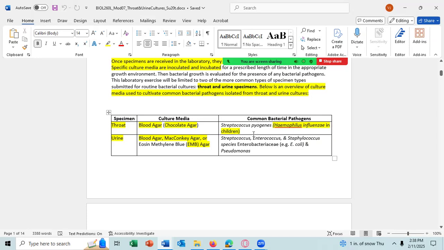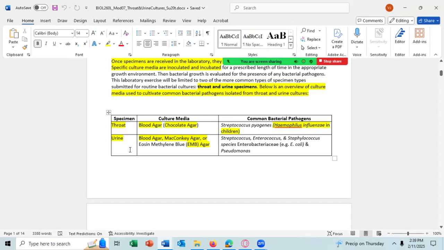Streptococcus pyogenes is the pathogen we grow on blood agar. But Haemophilus influenzae cannot grow on blood agar and has to be grown on chocolate agar. And Haemophilus influenzae is something you can obtain from the throat of children, particularly young children and infants. Any question about any of that?